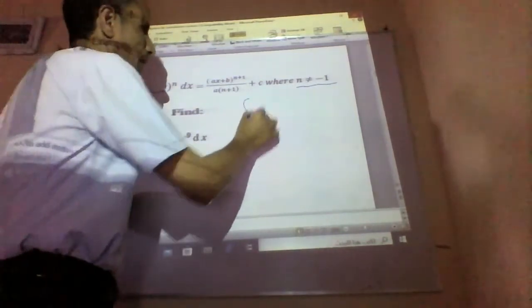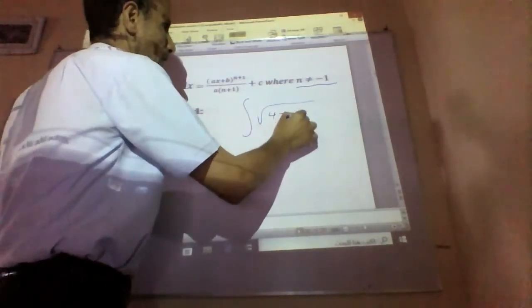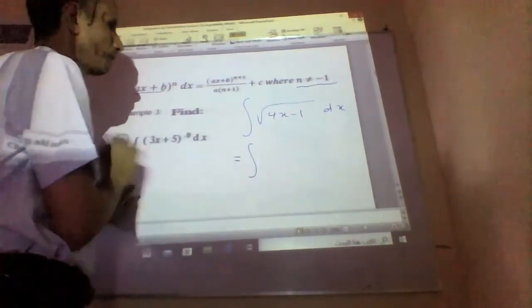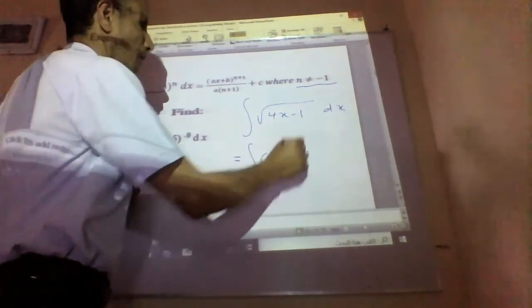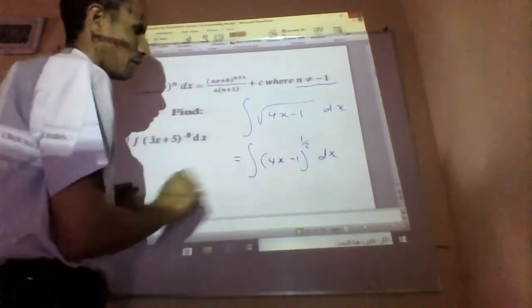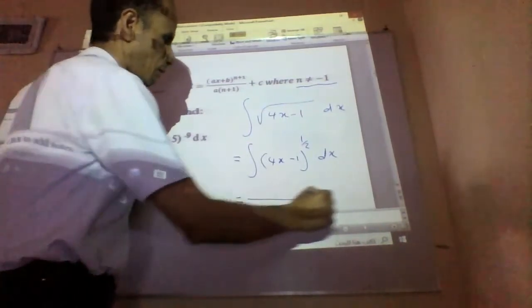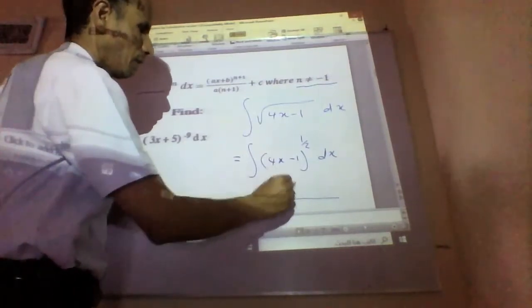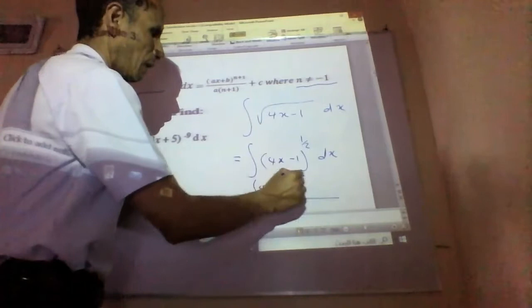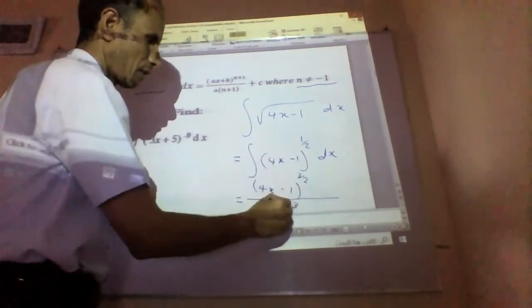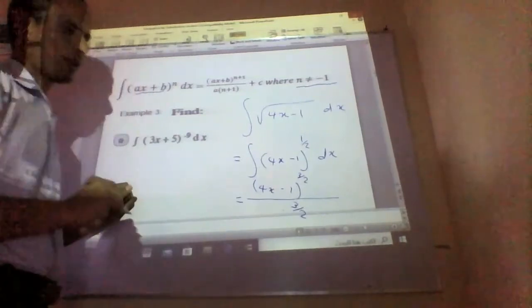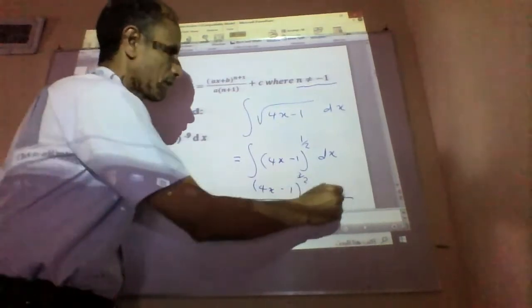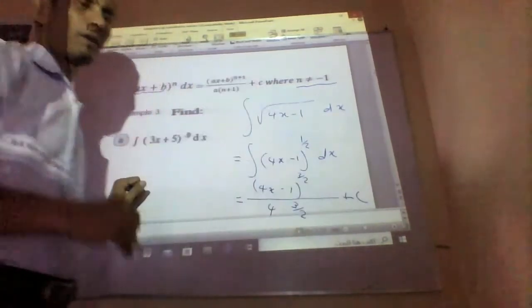Now I solve the previous example, integration of square root of 4x minus 1 dx, using this rule. We can put it in the form (4x minus 1) whole power half dx. Now applying this rule, it will be (4x minus 1) power half plus 1, power 3 halves, divided by the new power, which is 3 over 2, multiplied by the coefficient of x, which is 4, plus constant. By simplifying, we will get the previous result.